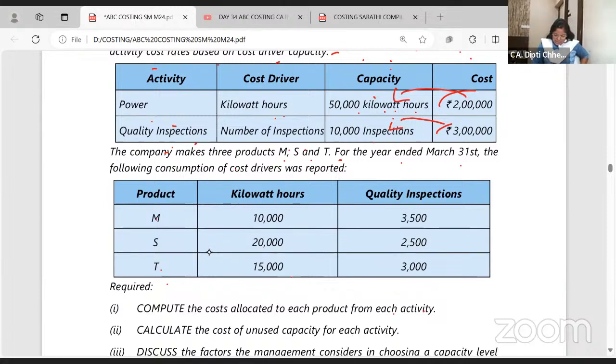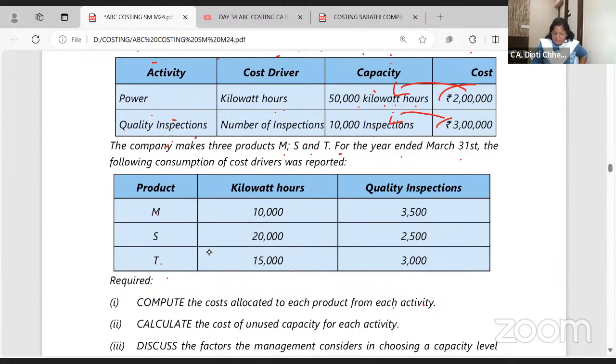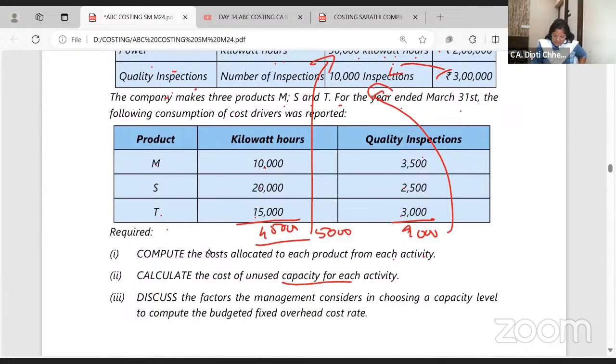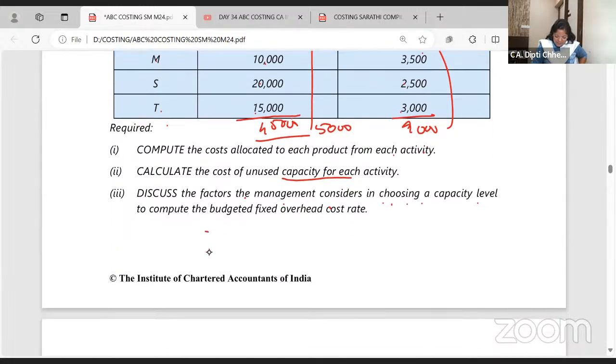Surely we can do that. Calculate the cost of unused capacity. Now this we can do orally. How many kilowatts are used? 20, 30, 45,000. But that's 50. So how many kilowatts are unused? 5,000. Here, how many inspections are already done? 6, 8, 9,000. How many are available? 10,000. So 1,000 inspections can still be done. So what is the capacity unused? Discuss the factors management is considering in choosing a capacity level and so on.